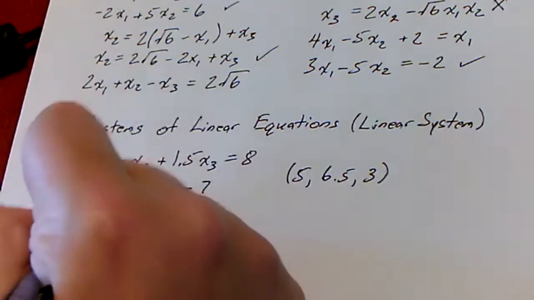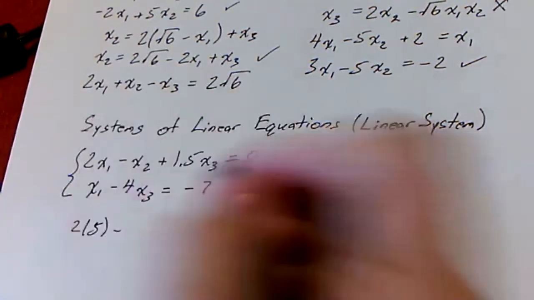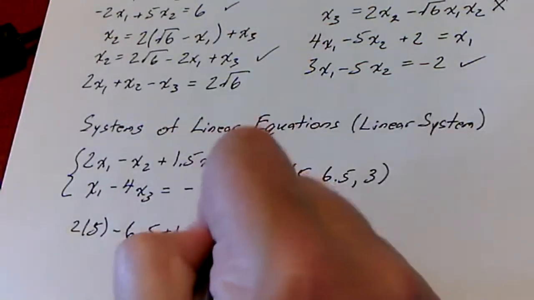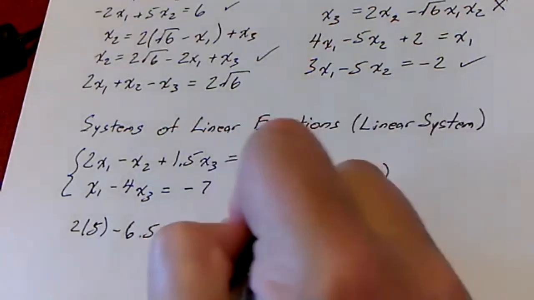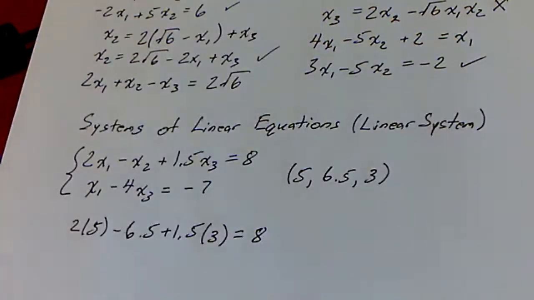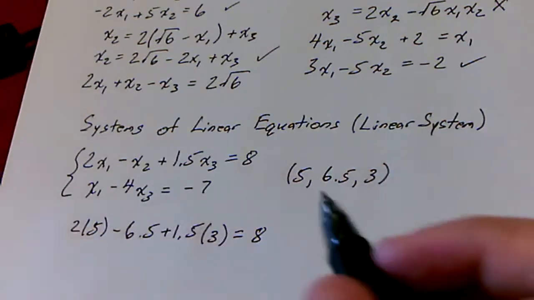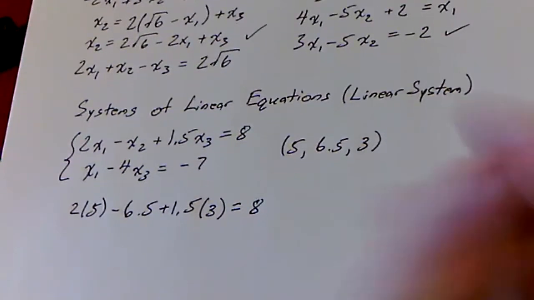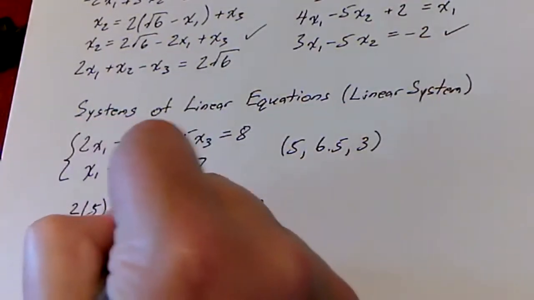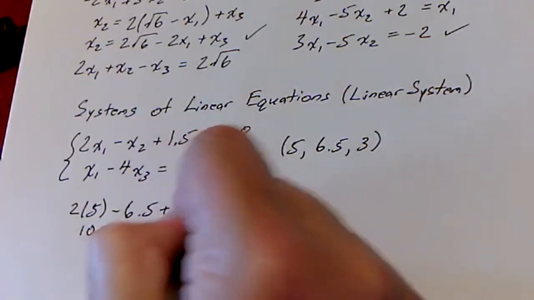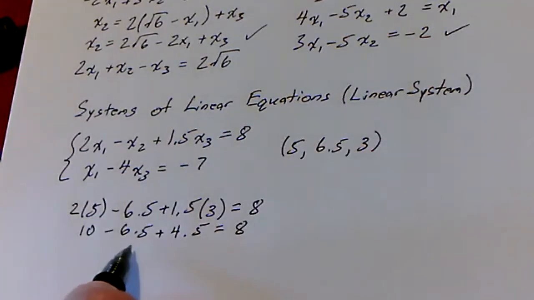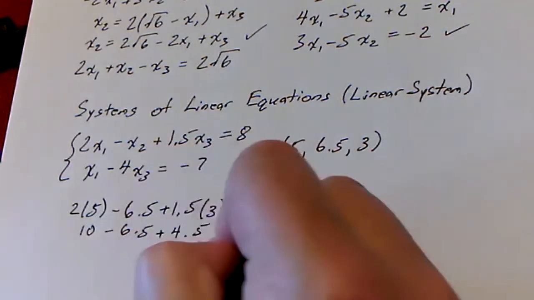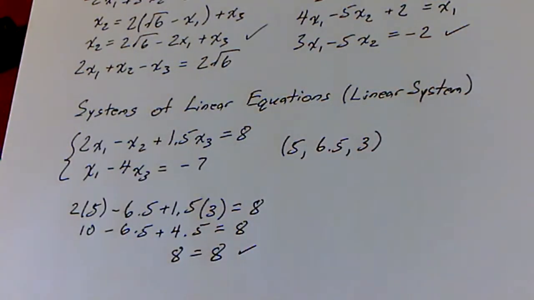So if I look at my system, I have 2 times 5 minus 6.5 plus 1.5 times 3, and that's equal to 8. So I've got 10 minus 6.5 plus 4.5 is equal to 8. So 10 minus 6.5 is 3.5. 3.5 plus 4.5 then is 8. So I have 8 is equal to 8. So that checks out. That is a solution of that equation.